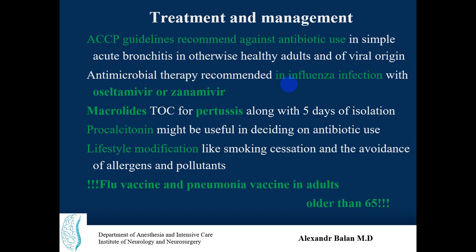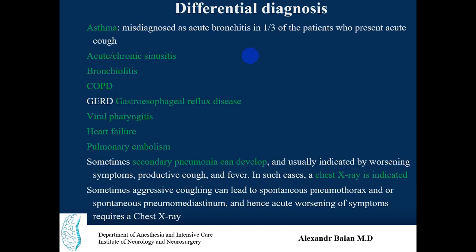Flu vaccine and pneumonia vaccine in adults, and especially in older patients more than 65 years old, are recommended. You have to make a differential diagnosis of acute bronchitis with asthma, which is misdiagnosed as acute bronchitis in 1/3 of patients who present with acute cough. Also consider acute or chronic sinusitis, bronchiolitis, chronic obstructive pulmonary disease, gastroesophageal reflux disease, viral pharyngitis, heart failure, and pulmonary embolism.